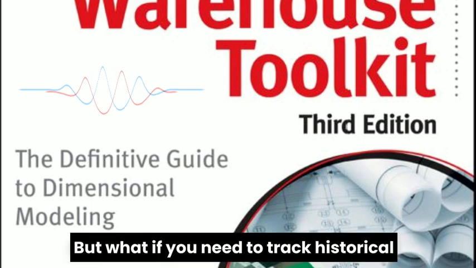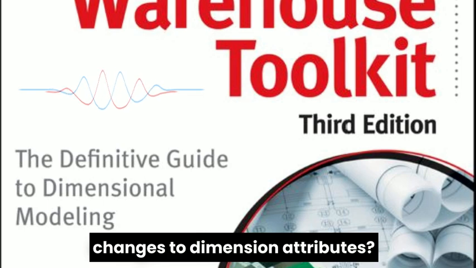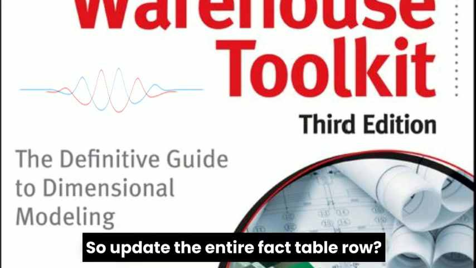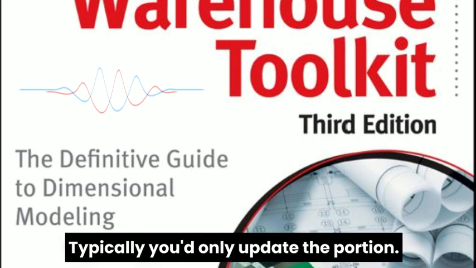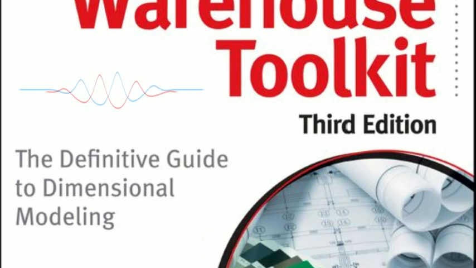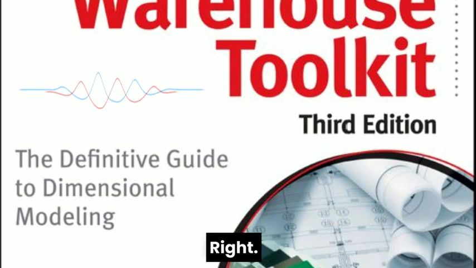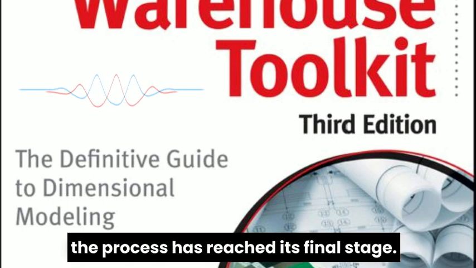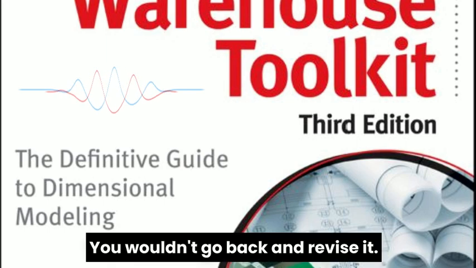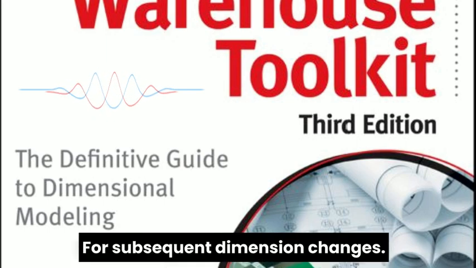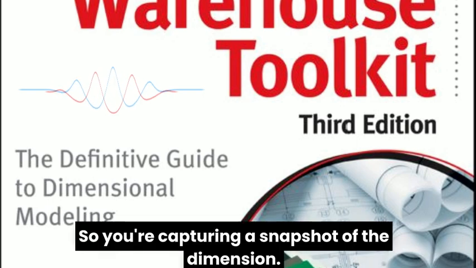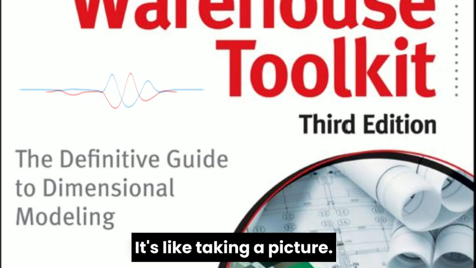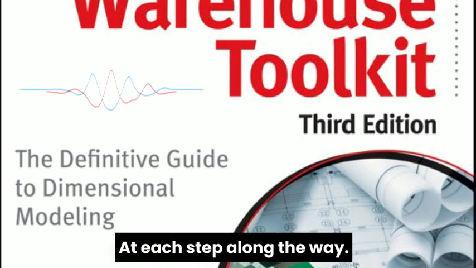Synchronized, I like, but what if you need to track historical changes to dimension attributes? Good question. So update the entire fact table row? No, typically you'd only update the portion relevant to the current stage. Once a fact table row is complete, meaning the process has reached its final stage, you wouldn't go back and revise it for subsequent dimension changes. So you're capturing a snapshot of the dimension at each milestone in the process. It's like taking a picture at each step along the way.